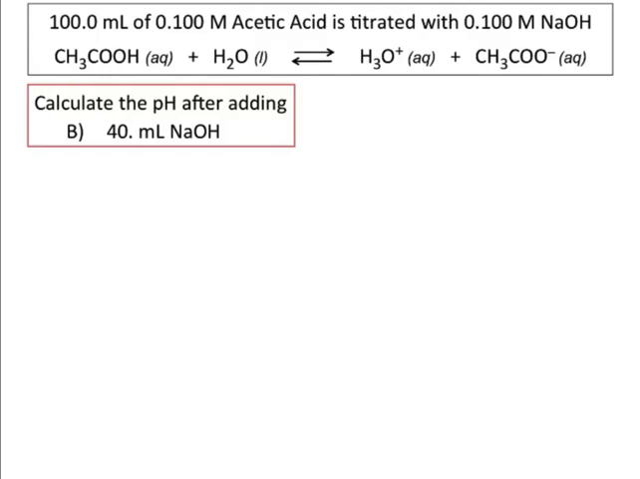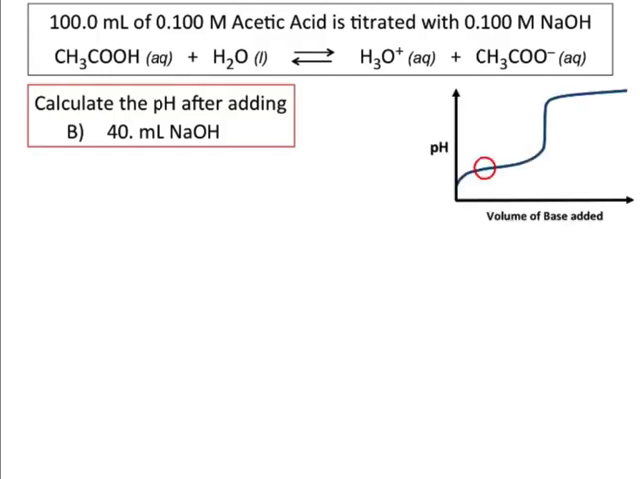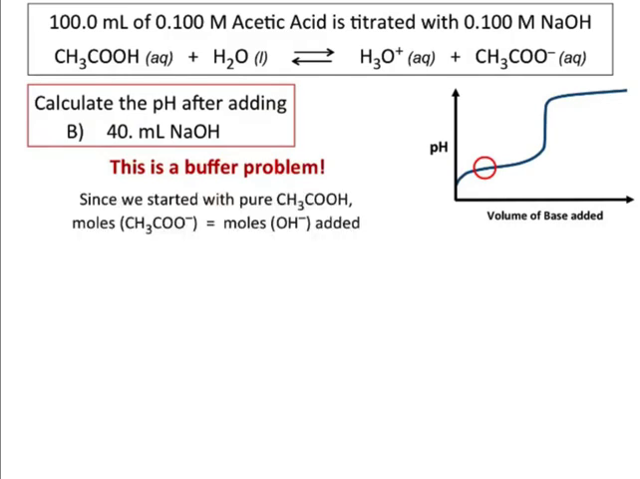All right. Next, let's calculate the pH in the buffer region. We've added 40 milliliters of sodium hydroxide, so we're in the buffer region. We're not quite halfway to the equivalence point. So let's do the buffer problem. Now, the first step is we have to figure out how much of each component we have. So this is the stoichiometry.